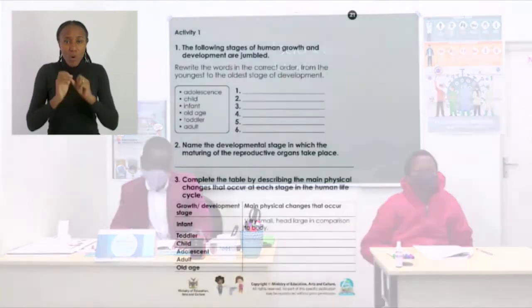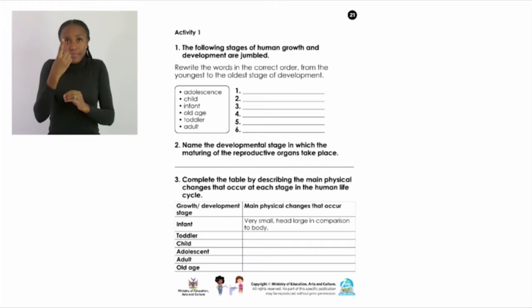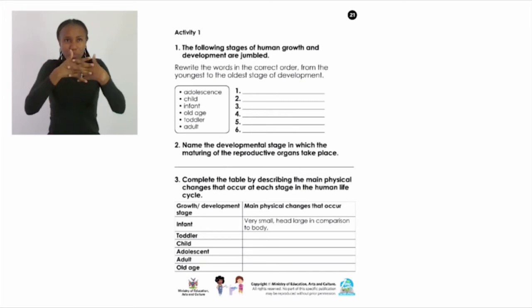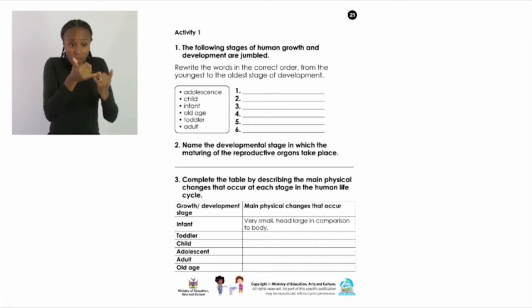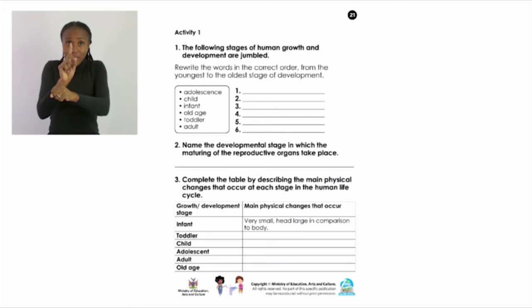Let's go to page 21, activity 1 for the day. Question 1. The following stages of human growth and development are mixed up. Now, we want you to rewrite them, or the words, in the correct order from the youngest to the oldest stage of development. You have them on the left, all of them written down. Now we want you to write them in order from which one comes first in somebody's life until the last one.